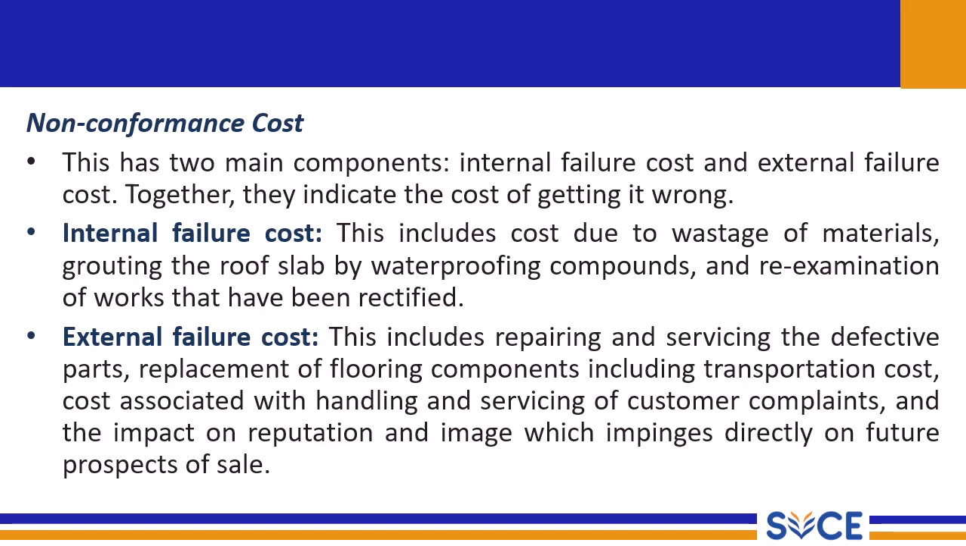Non-conformance cost has two main components, internal and external failure cost. Together, they indicate the cost of getting it wrong. The internal failure cost means the cost due to wastage of materials, cracking of the roof slab by waterproofing compounds, and re-examination of works that have been rectified. Whatever work we do for re-examination and the wastage of materials that took place, all of those are internal failure due to our failure.